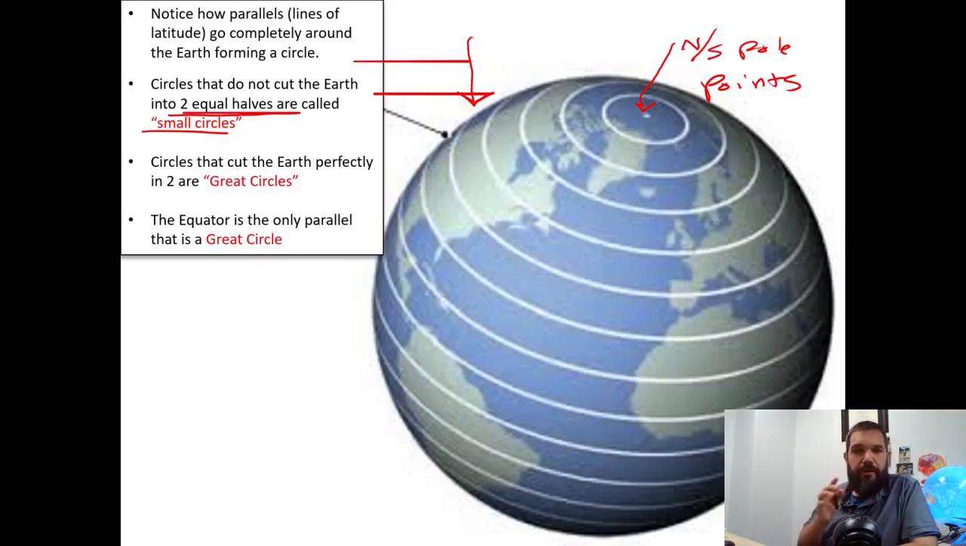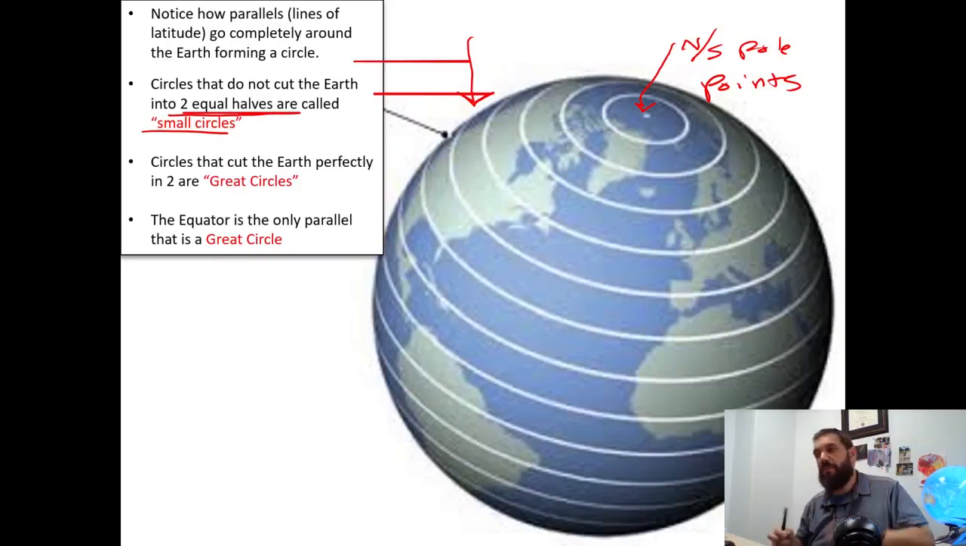Whenever you cut the Earth, you're going to produce a circle. Those circles are either small circles or great circles. Small circles are circles that do not cut the Earth into two equal halves. Great circles cut the Earth into two equal halves.